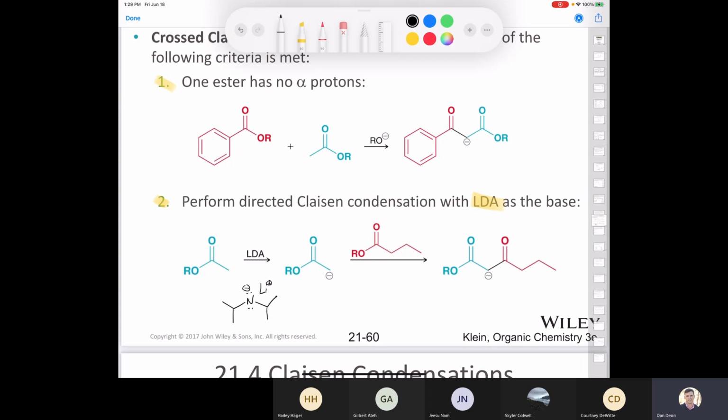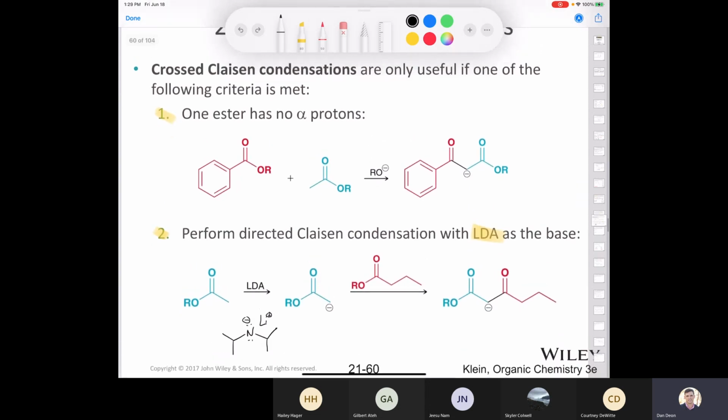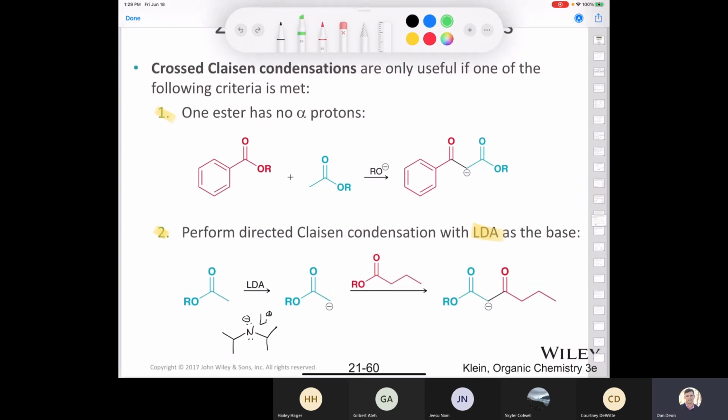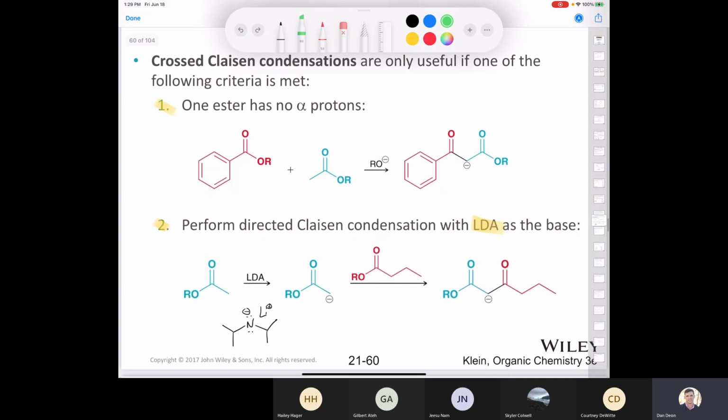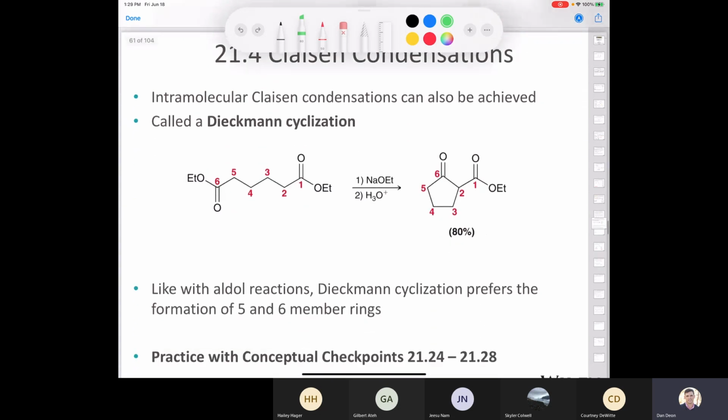So you treat it with LDA, and then you would add this dropwise to the other ester in solution. It would react and form this intermediate, this doubly stabilized enolate, super quickly. Again, what I'm saying is that I couldn't find an example in the textbook where he actually used an alkoxide base. Whenever he asks you to do a crossed Claisen condensation, he always uses LDA, and it just seems to be his favorite way of doing it, which is probably more common anyway.